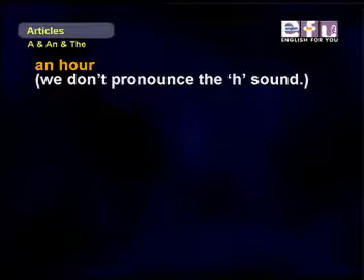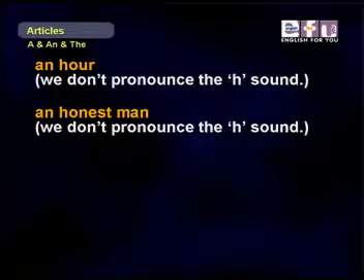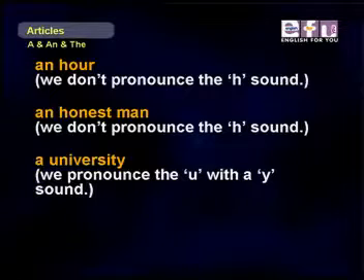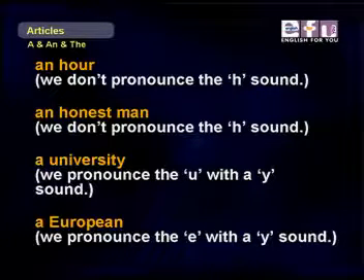We say an hour because we don't pronounce the H, so it sounds like a vowel sound. Same with an honest man. We don't pronounce the H. We say a university because university sounds like a Y sound. Same with a European. We pronounce the E and it sounds like a Y.